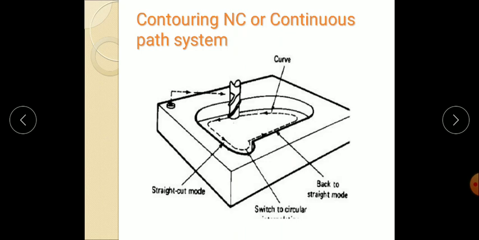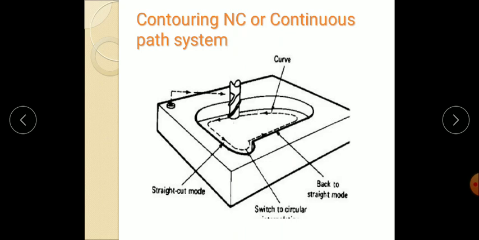In addition, the feature of the contouring NC system is the capacity for simultaneous control of more than one axis movement in a machine tool. The path of the cutter is continuously controlled to generate a desired geometry of the workpiece. From the figure, continuous path NC milling and turning operations are a common example of a contouring system.